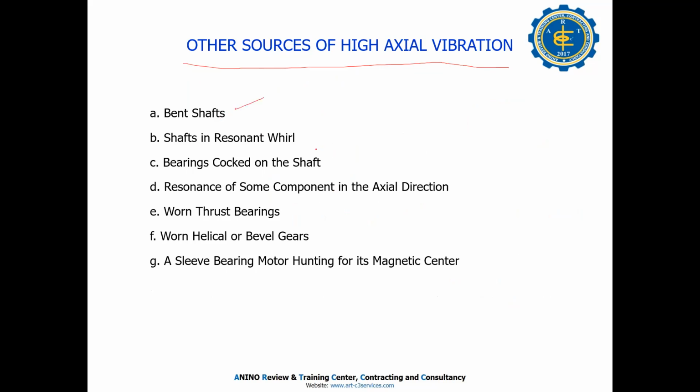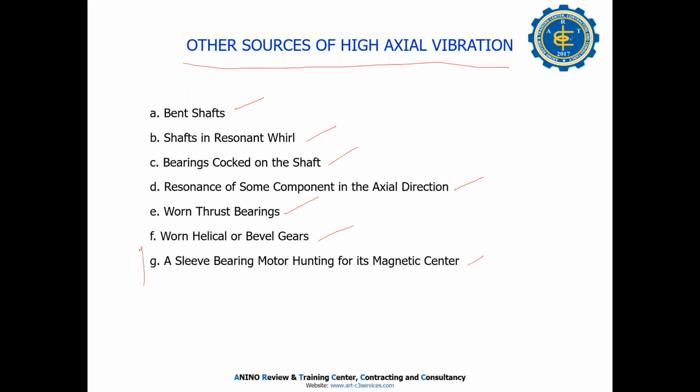Other sources of high axial vibration: you have bent shafts, shafts in resonance, worn bearing cocked on the shaft, resonance of some component in the axial direction, worn thrust bearing, worn helical or bevel gears, a sleeve bearing motor hunting for its magnetic center.